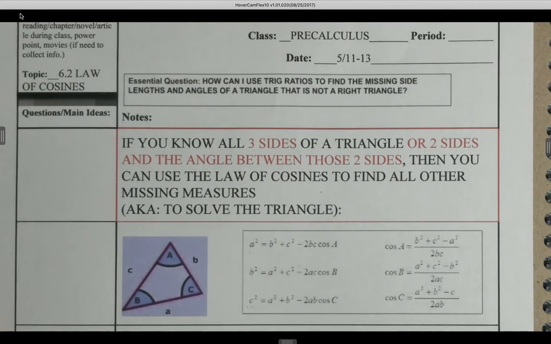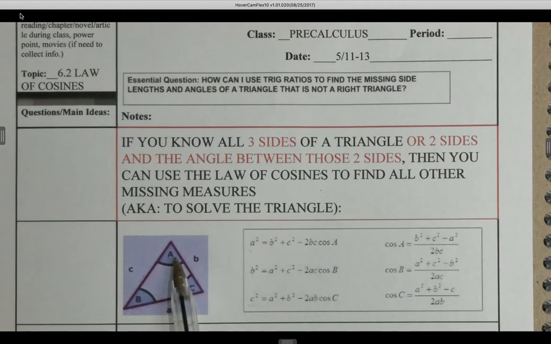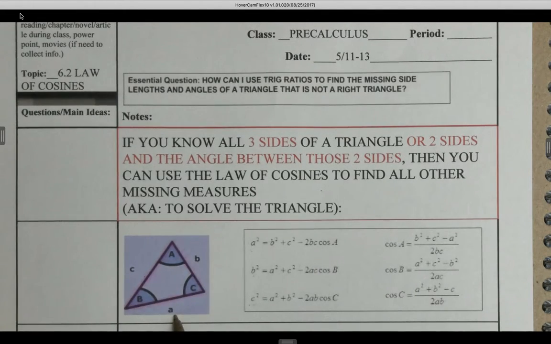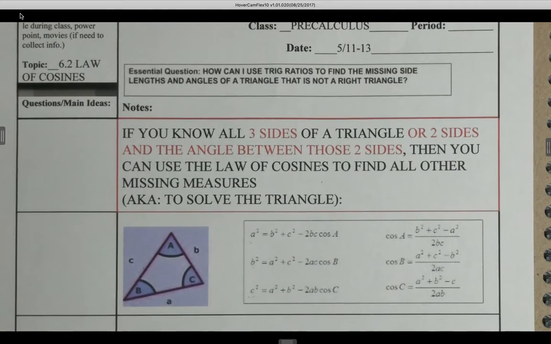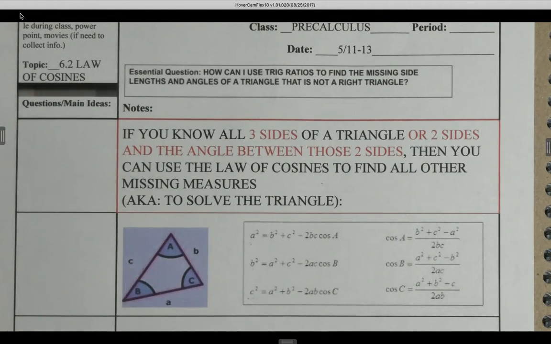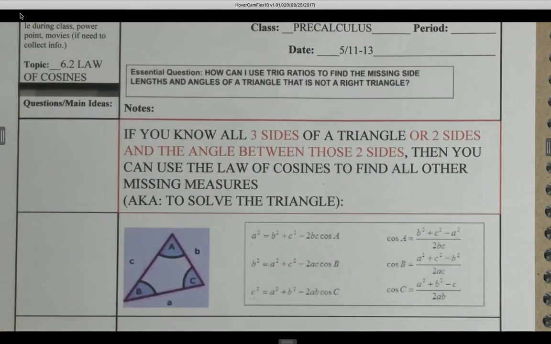So it's really up to you which format you want to use based on what information you're looking for. We do have to make sure, though, that the angle is always opposite of its side. So if I have angle A, it's opposite of side a. Angle B, opposite of side b. And angle C is opposite of side c. We have to keep that orientation so that the formulas work out the way we want them to.